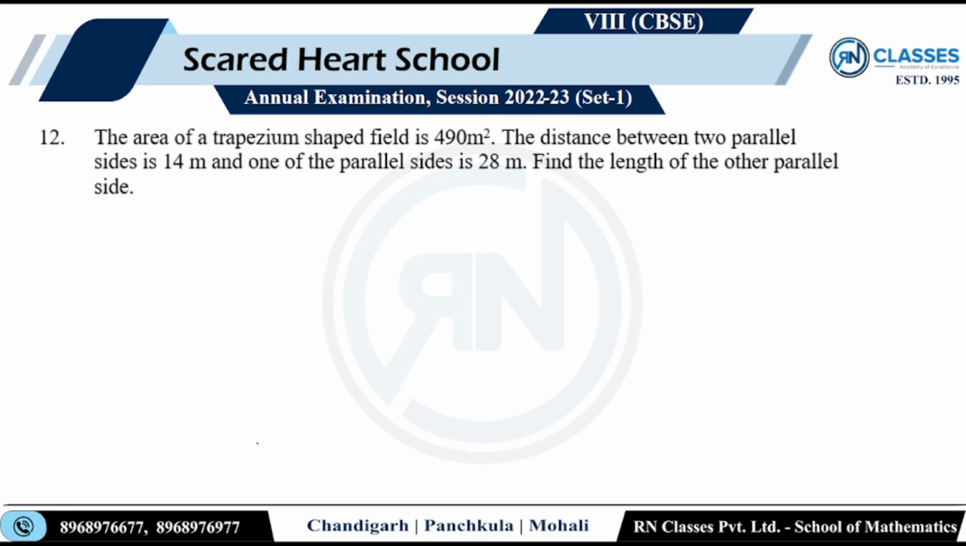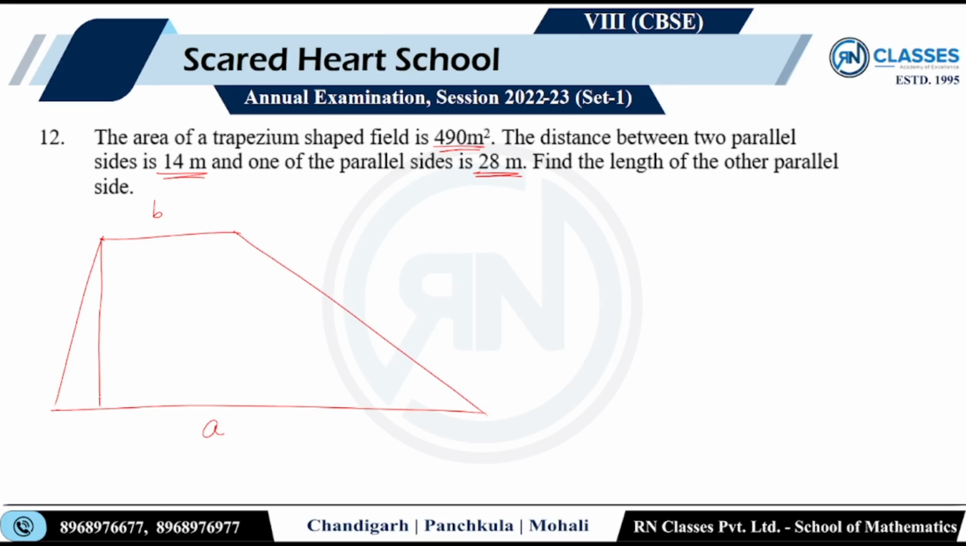Next, the area of a trapezium shaped field is 490 meters square. Area दिया हुआ, distance between two parallel sides is 14, that is also given. One of the parallel sides is 28, find the length of the other parallel side. So मेरा ये रहा trapezium, right? One is A, one is B, and the distance between them is given by h. Now, this is given to be 14 meters and B is given to be 28 meters. Now, I need to find A. This is to be found out, right?